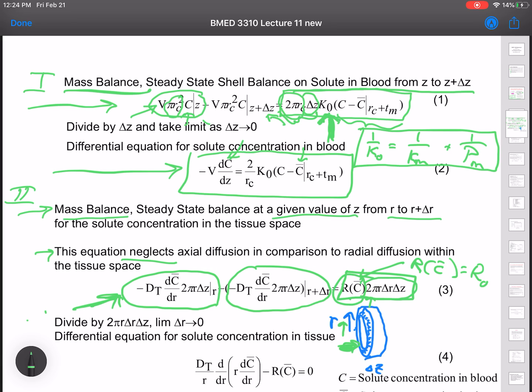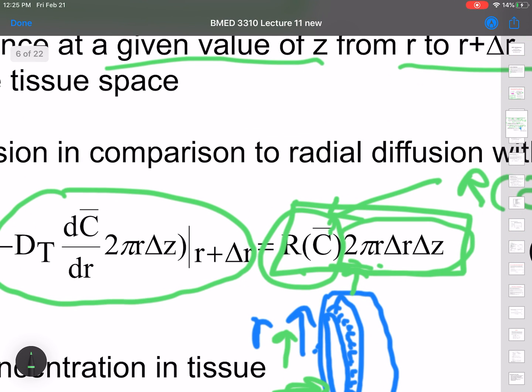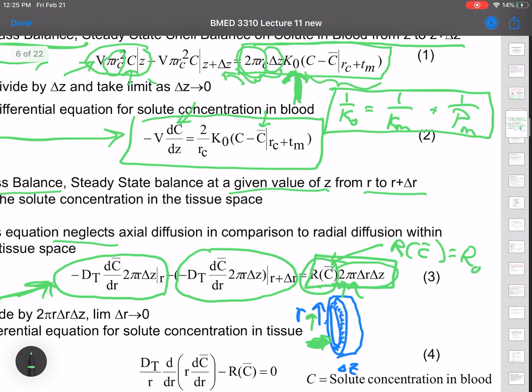So this is the volume of our ring. Okay, so it's the distance around, 2 pi R delta Z. Oh yeah, I could barely see it in there, but there is an R there. 2 pi R delta Z is the volume of our ring.